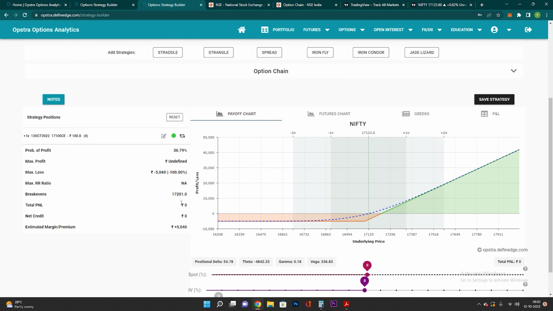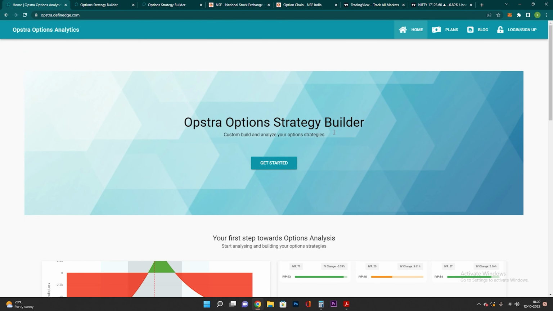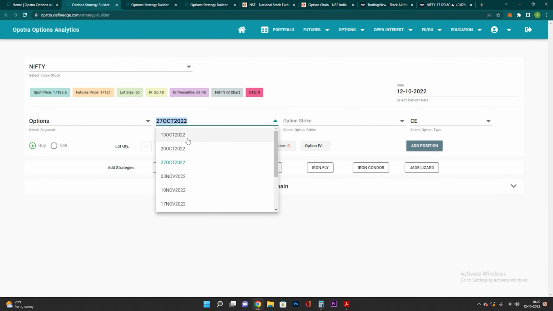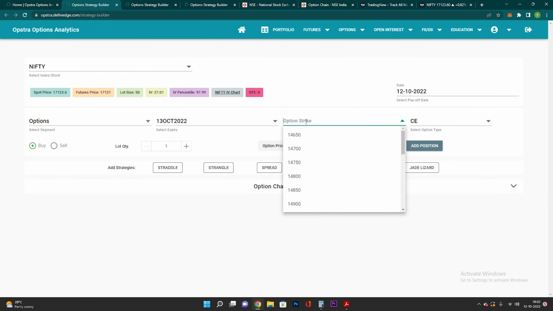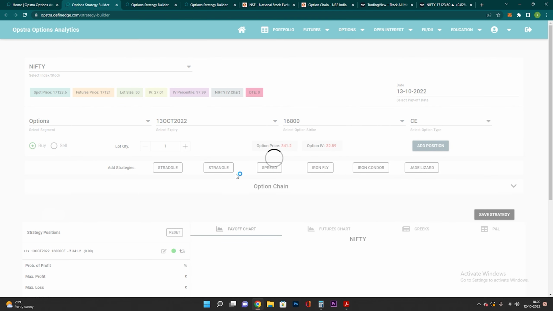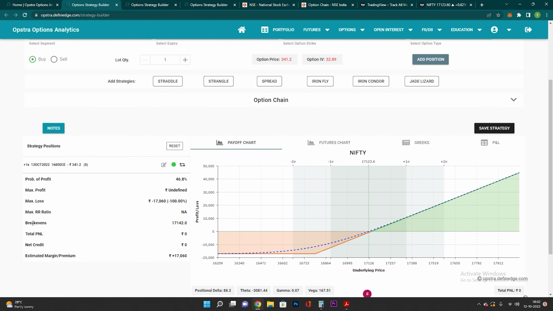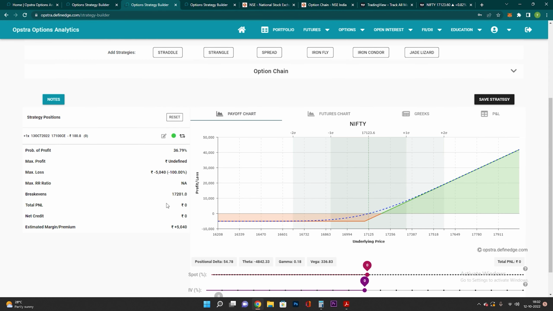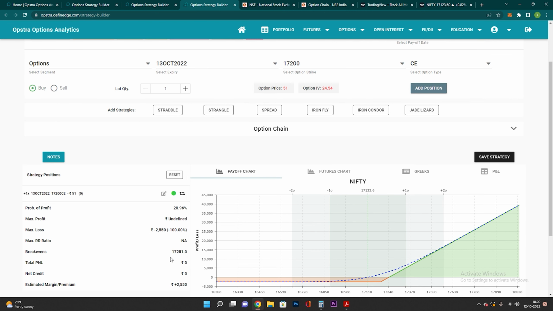And in the case of in the money options, I'm giving an example. Same Nifty options, 13th October. The market is at 17,000. I'm choosing 16,800. The price was 341 rupees. Here the break even is 17,142. So you see the differences. In the money strike 16,800, the break even was 17,142. At the money, the break even was 17,201. And out of the money, the break even was 17,251.